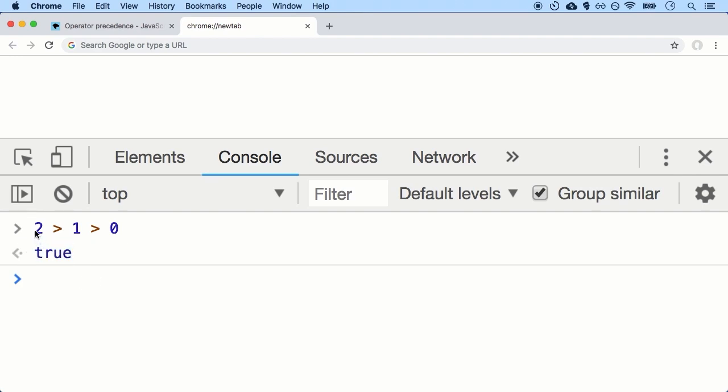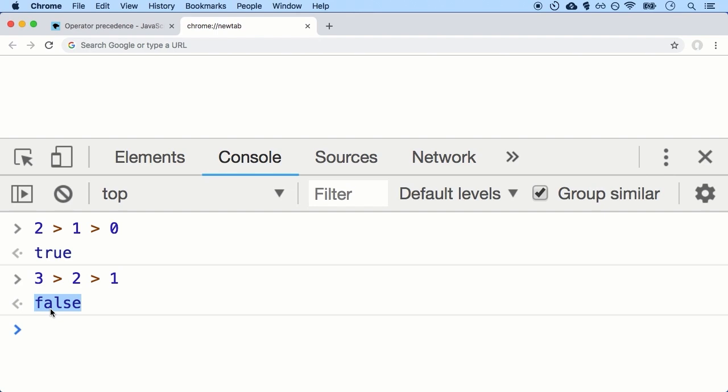If you look at it like a human, this makes sense: 2 is greater than 1 and 1 is greater than 0. But now let me give you something very tricky, which is actually not tricky. I'm going to do 3 is greater than 2 is greater than 1. And now we get the value of false. That's weird. What's happening here? 3 is definitely greater than 2, and 2 is greater than 1, so why is this false? What's wrong with JavaScript?